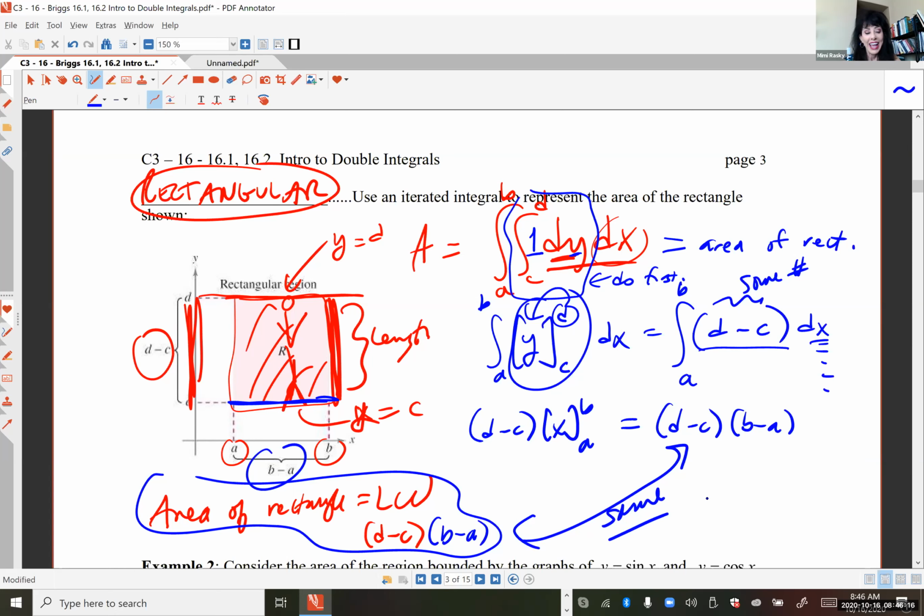And the other takeaway I want you to get from this example: if all your limits are constants, if all of the limits are pure numbers, the region of integration is understood to be a rectangle. So that's good to know. Good true false question.